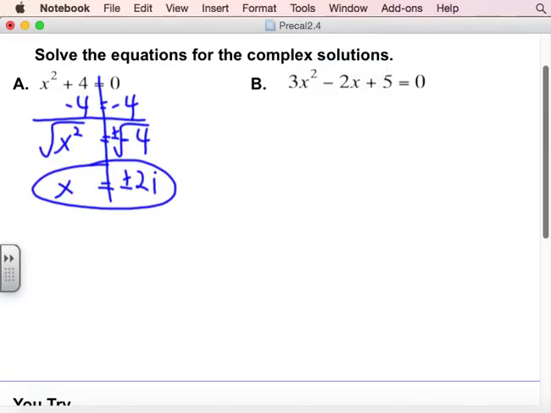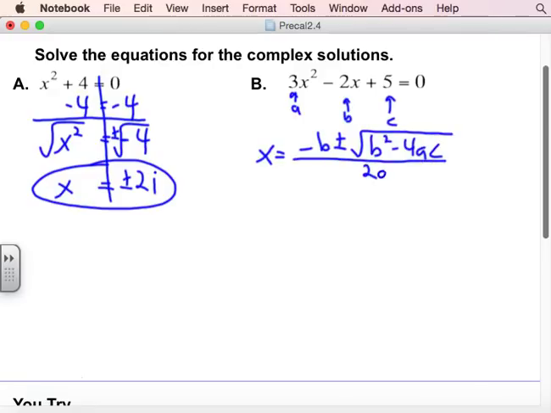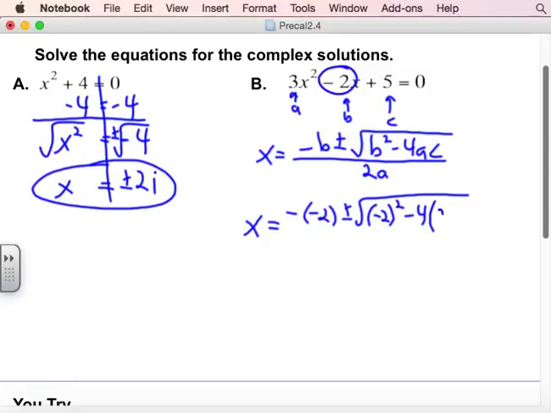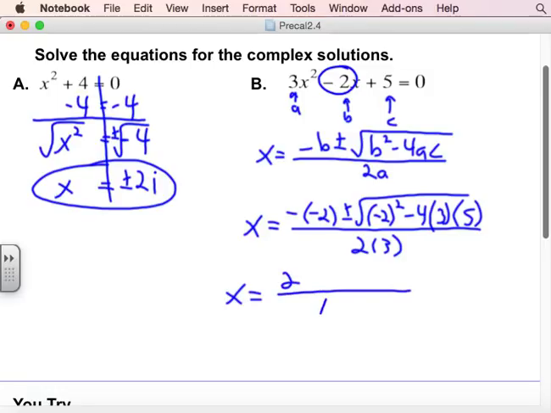Okay, so whenever you've got a quadratic equation that you cannot factor, you need to use the quadratic formula. So remember, this is a, this is b, and this is c. The quadratic formula is -b plus or minus the square root of b squared minus 4ac, all over 2 times a. So let's just plug those in. -b, well, b is -2. So -(-2) plus or minus the square root of (-2) squared minus 4 times a, which is 3, times c, which is 5. It's all over 2 times a, which is 3. Negative -2 is 2. On the bottom, 2 times 3 is 6.